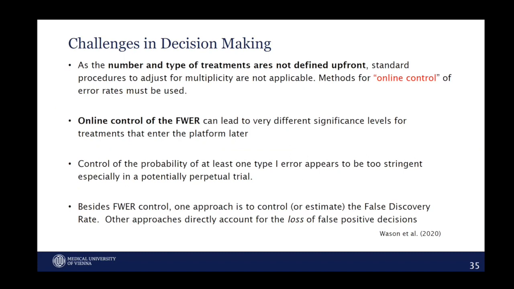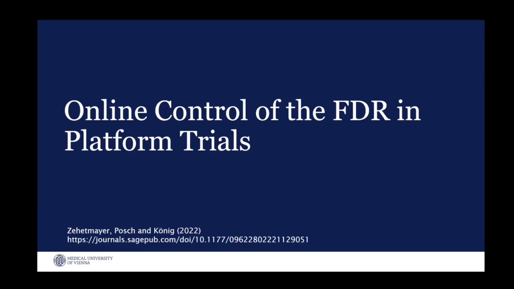Good. So what are the challenges in decision making? As said, the number and type of treatments are not defined upfront, so standard procedures to adjust for multiplicity are not applicable. Therefore, we have to look at online methods, and the online control of the family-wise error rate could be quite conservative. And therefore, if you want to adjust, it might be better to look instead at controlling the false discovery rate.